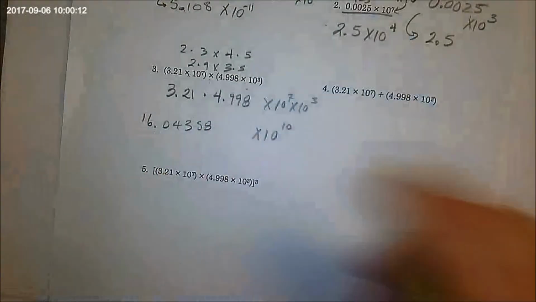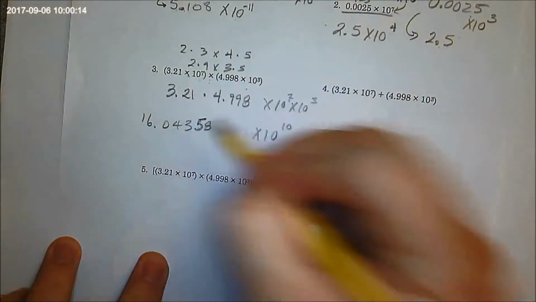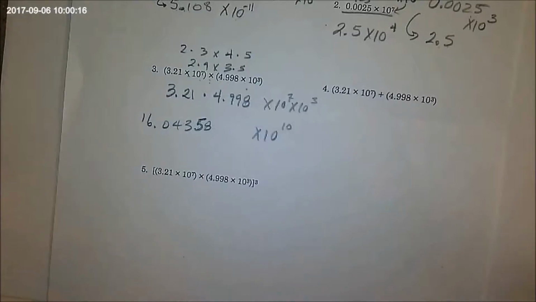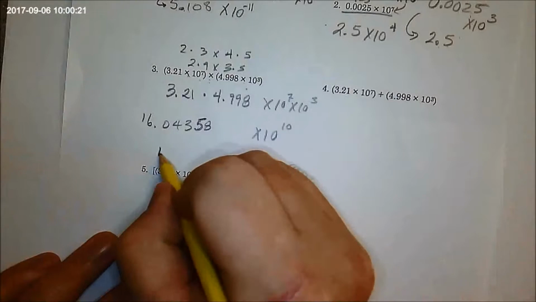16.04358. That's a lot of digits. Okay. We should probably round that, but we're not for now. That's not scientific notation. This is.